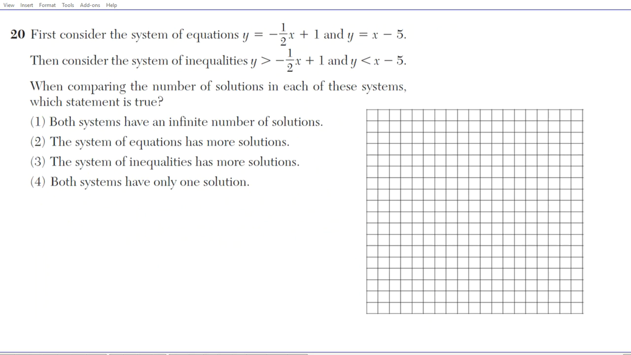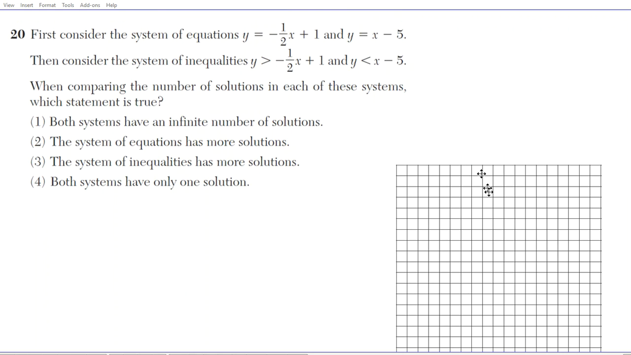Alright, let's take a look at question 20. It says, first consider the system of equations y equals negative 1 half x plus 1 and y equals x minus 5. Then consider the system of inequalities. y is greater than negative 1 half x plus 1 and y is less than x minus 5. When comparing the number of solutions in each of these systems, which statement is true? So we are comparing the solutions to a system of equations to the solutions of a system of inequalities, both linear.